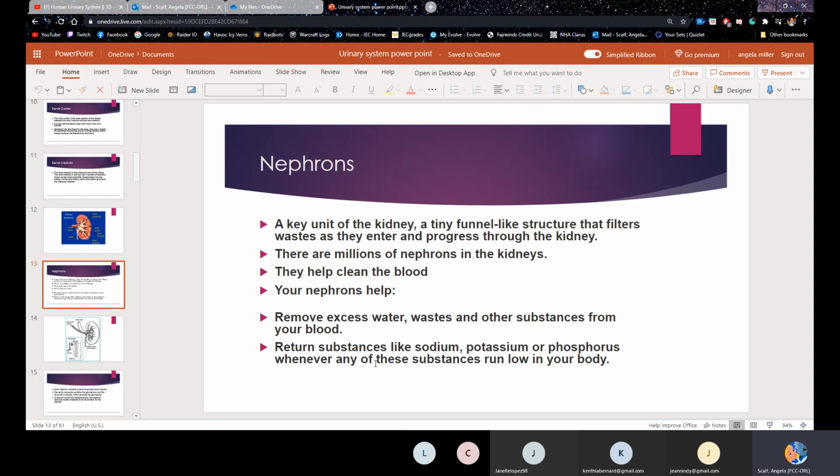But we learned yesterday also that it is going to return necessary things that it senses that we can still use or need, like sodium, potassium, phosphorus. So a lot of our electrolytes and minerals, vitamins, stuff like that.